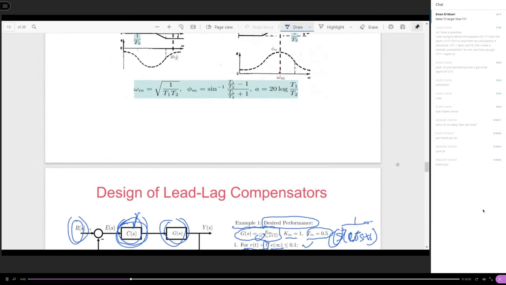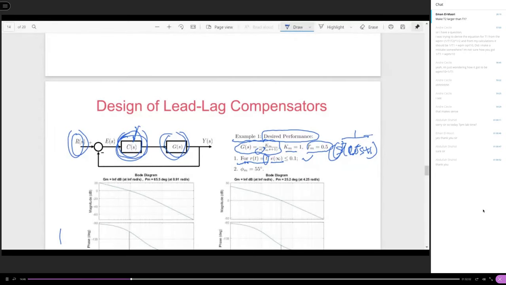So for a type 1 plant, if you do not add an integrator in the controller, there is no way for you to track a unit acceleration signal, the parabolic signal, one half of t squared. The only way is to add at least one more integrator in the C of S. Otherwise, there's no way for you to track this signal. The tracking error always blows up.